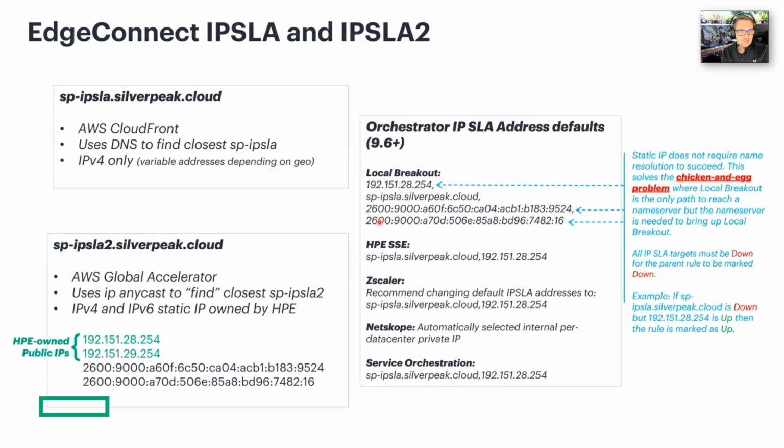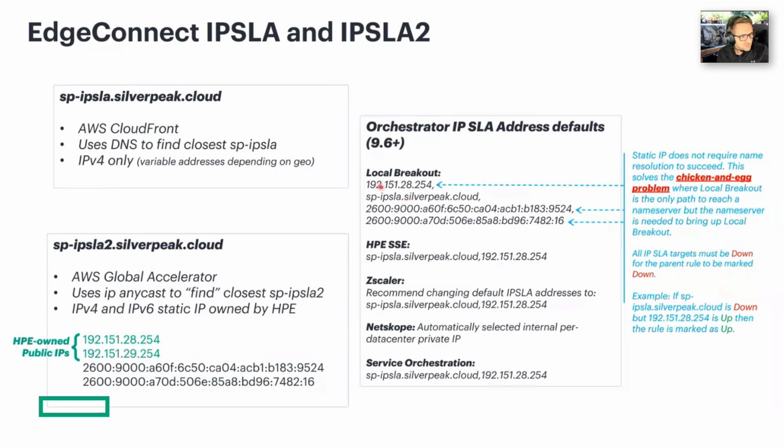four addresses. Notice that it does not say anywhere in this local breakout list SP-IPSLA2. That is not in here. We call it SP-IPSLA2 because that's the actual host name, but we don't use the host name. There's a very important reason why we're not using the host name. Notice that instead of using the host name, we're using 192.151.28.254, which is the first of the publicly assigned IP addresses. We're not even using the second one.